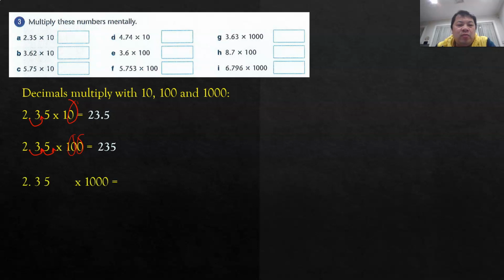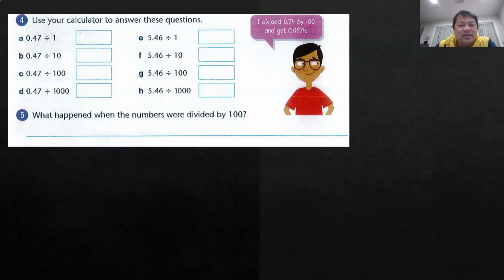So what happens if you need to multiply by 1,000? Since there are 3 zeros there, we'll move the decimal place to the right 3 times. So we actually get 2,350 as the answer.